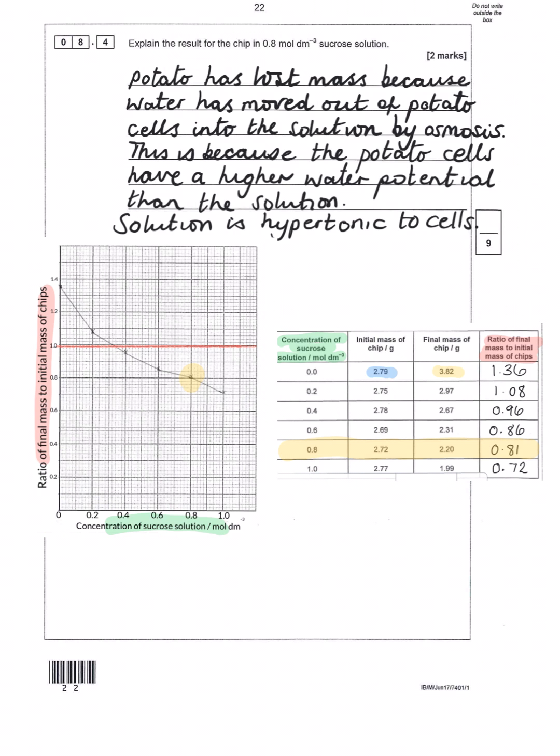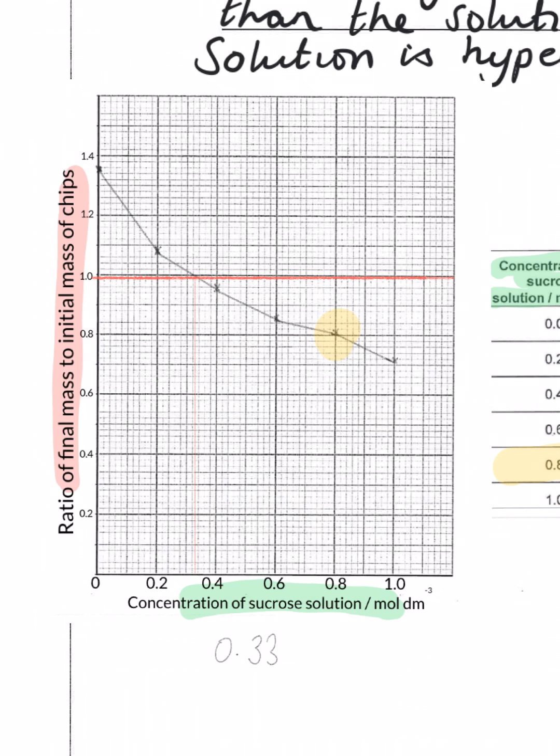And here is the answer. The concentration of sucrose solution which was isotonic to the potato pieces would result in a ratio of final mass to initial mass of chips of 1. That would mean that it did not gain mass or lose mass. So if we go to 1 on our y-axis, we can work backwards to figure out what concentration of sucrose solution is isotonic to the potato pieces. And for this particular question, it is a concentration of 0.33 moles per decimetre cubed.